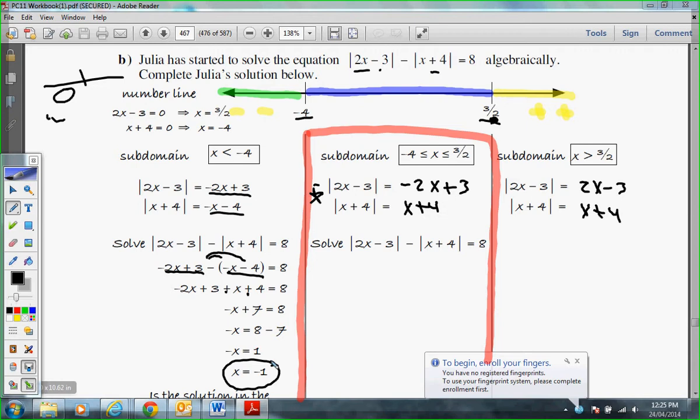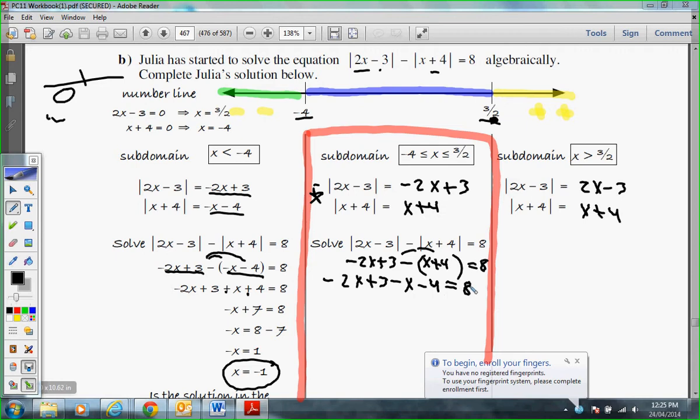Any issues so far? Okay, so see how it has it written here? It's really nice, they've rewritten this right here for you. And we know for the 2x minus 3 on this section, we enter in the negative 2x plus 3. That's what we just figured out. So I put right here, negative 2x plus 3, minus, put the parentheses in because you're putting something in there. We just want regular for the x plus 4, equals 8. Distribute that negative. So it's going to be negative 2x plus 3 minus x minus 4 equals 8.